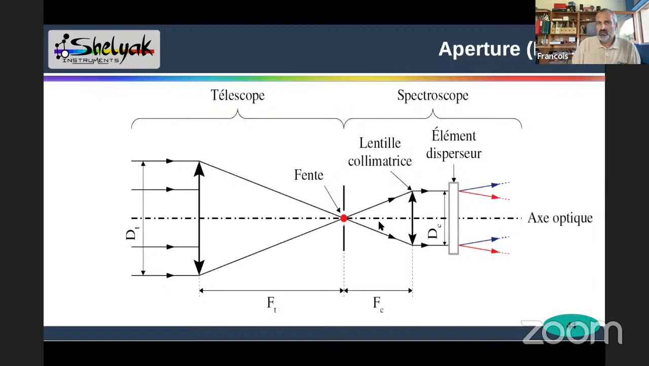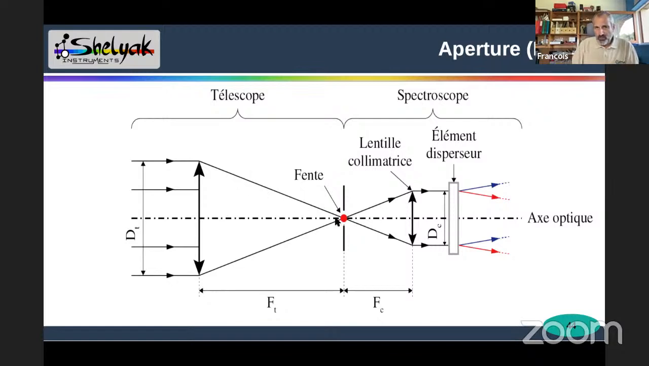Now regarding the F ratio, or the aperture matching between the telescope and the spectroscope. I hope that it will partially answer your question, Abdelmajid, at the beginning. The normal situation is this one. You have what we call the F ratio, or FD, focal diameter ratio. This is the division of the focal length by the diameter of the telescope. I consider a telescope as a single lens. As a first approximation, it is correct.